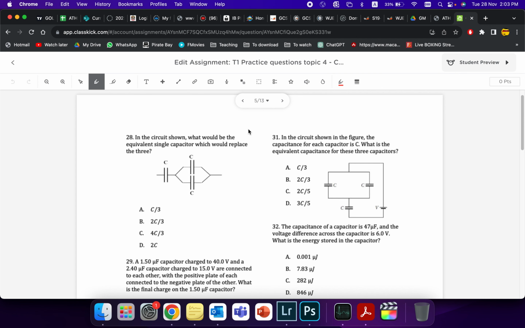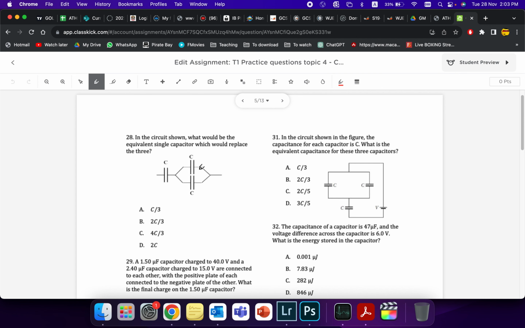So in this video, I'm going to continue with capacitance. We'll solve some more problems. So in this question, we've got a circuit with one capacitor here in series and then these two in parallel. You're supposed to find the total capacitance.